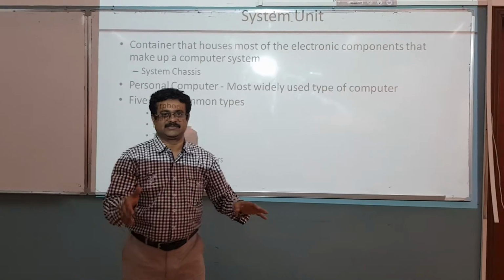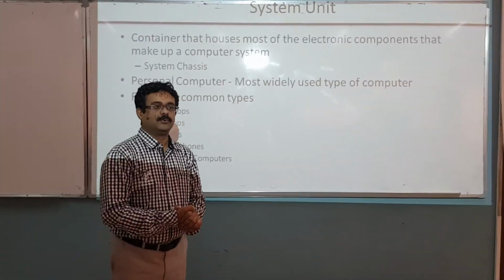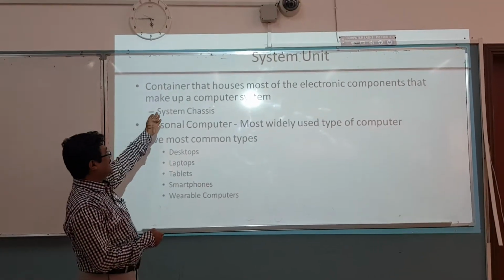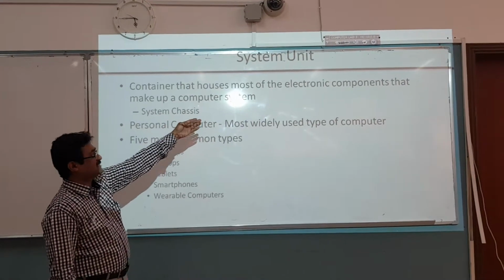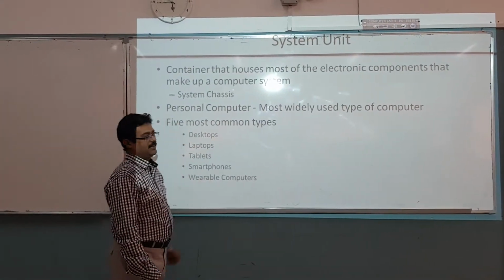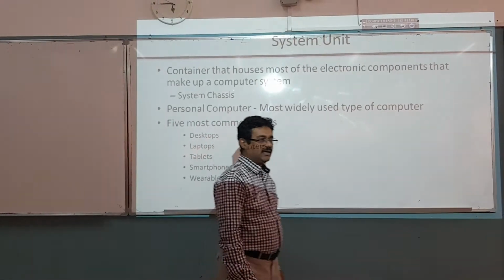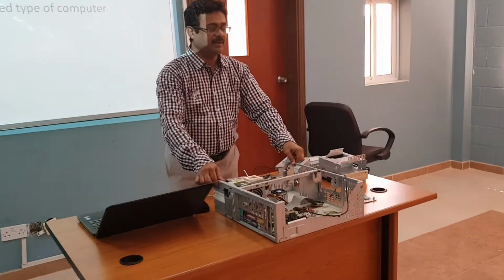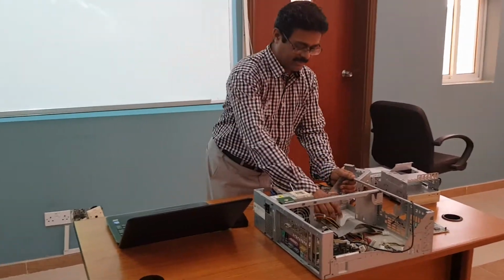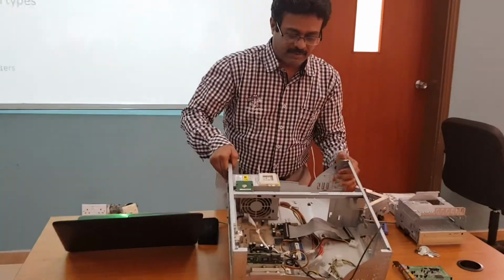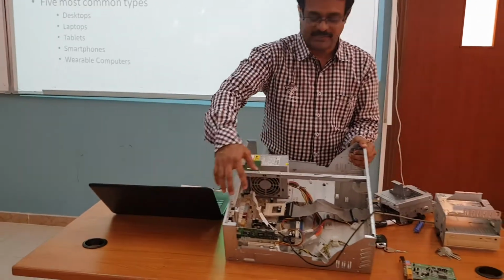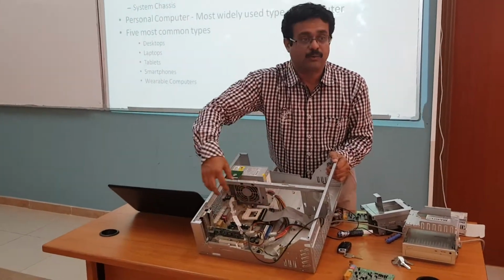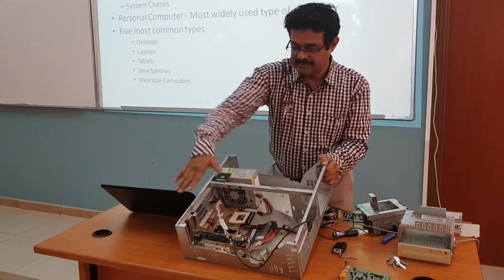Now we are inside the system. So to understand that, let's first study the system unit definition here. It is a container that houses most of the electronic components that make up a computer system. So he says that this system, now I have a model here, a sample for display purpose. Here we have all the electronic components connected inside this box. That is the reason we call it the house of all the electronic components.